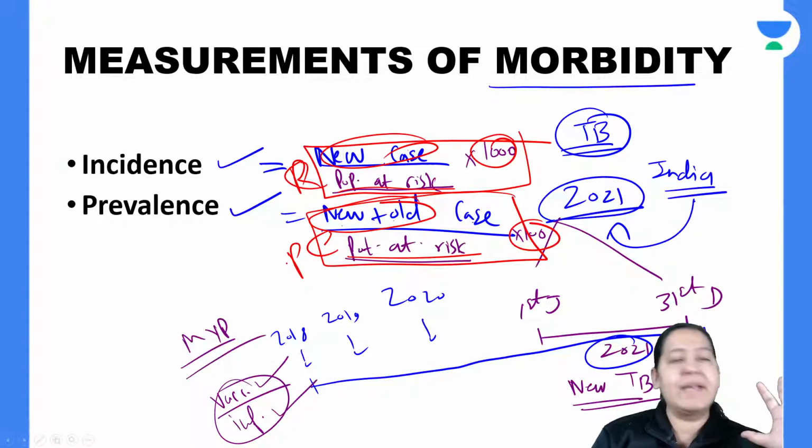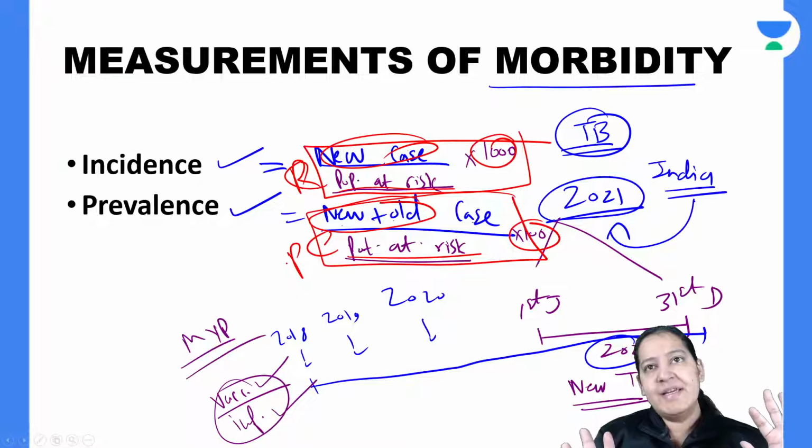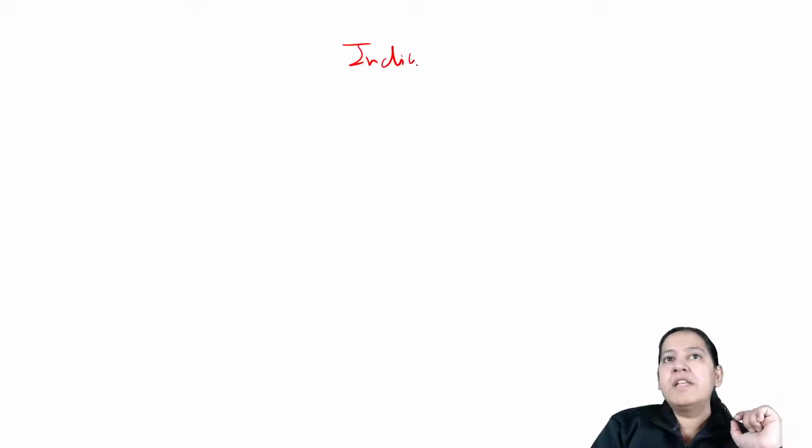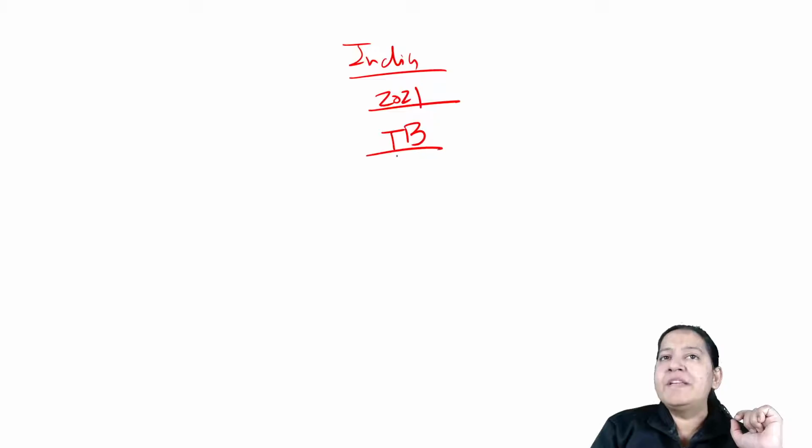I hope I am crystal clear in my concepts. Do you understand it? So I have taken an example of tuberculosis. Suppose I am giving you a task that in India in 2021, tell me the morbidity of TB.